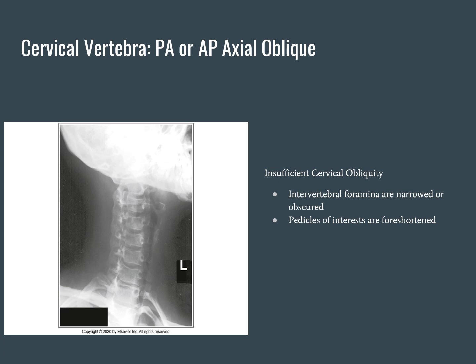In this first PA axial oblique projection here, I wanted to demonstrate what insufficient cervical obliquity looked like. When this occurs, you'll see that we are actually at less than a 45-degree angle with the IR. The intervertebral foramina are actually narrowed and obscured, and the pedicles of interest are foreshortened, as demonstrated in this image.